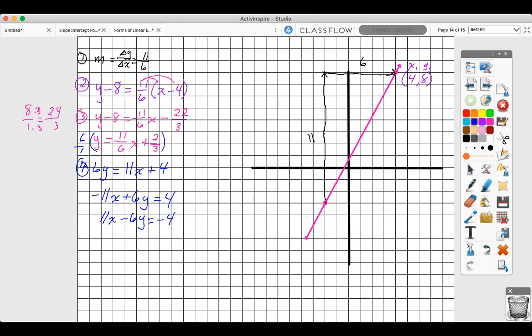So whatever they ask for, whatever the problem that you're working with asks for, you can either stop at any point or go all the way until you get to standard form. And so this process is going to help you figure everything out. And also you can see how they interrelate, which is kind of cool.